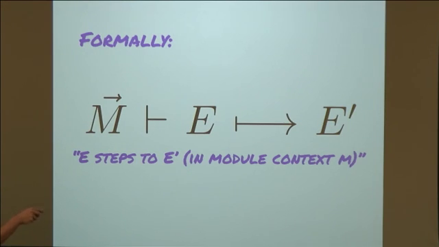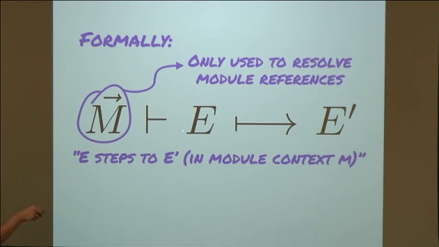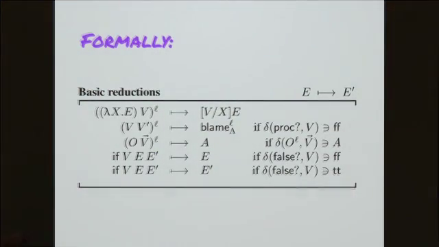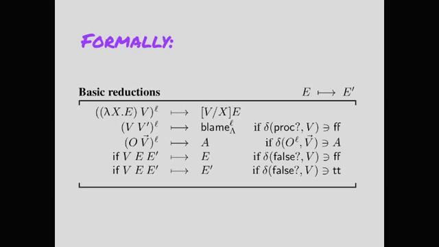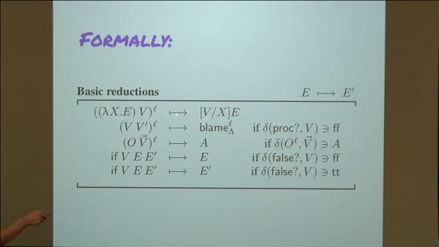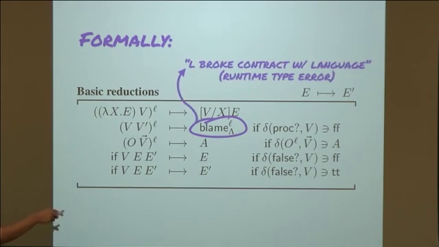So here's the way that programs reduce. We've got some module context, which really just serves to resolve the module references in our program. Otherwise, we've just got a step relation here. Okay, so here are the obvious reductions. Function application: remember, we're in an untyped setting now, so you could apply something that's not a procedure, and you get blame. It's a slightly weird blame label here, because what you're saying is that this expression broke the contract with the language in some sense, which is a runtime type error, right? Because it wasn't a procedure.